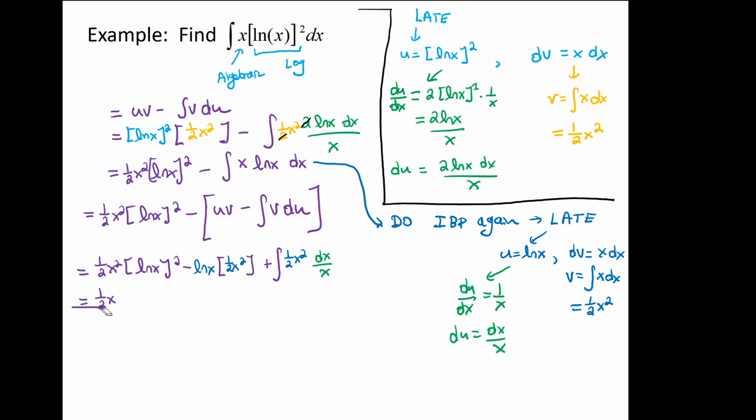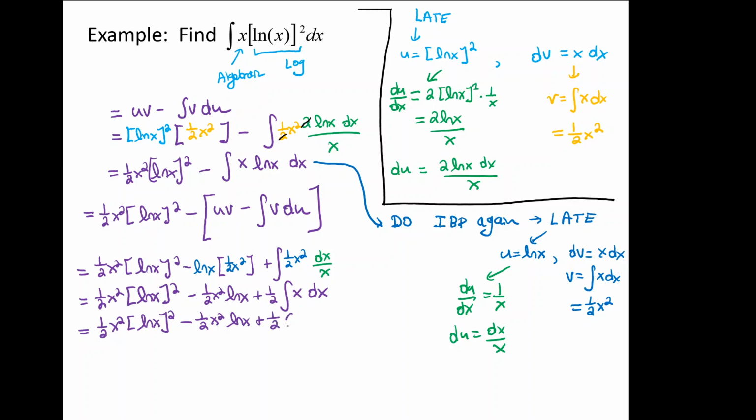1/2 x squared times the ln of x all squared minus 1/2 x squared times the ln of x plus the integral of 1/2 x squared over x, which cancels, just giving us an x. And we can finally just use the anti-power rule and not do integration by parts a third or fourth or fifth time, just twice for this one. One half times 1 over 2 x squared, and a big plus c.